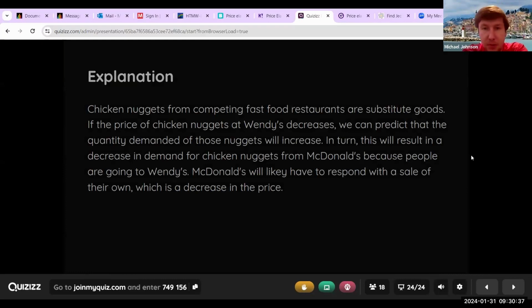Explanation: chicken nuggets from competing fast food restaurants are substitute goods. If the price of chicken nuggets at Wendy's decreases, we can predict that the quantity demanded of these nuggets would increase. In turn, this will result in a decrease in demand for chicken nuggets from McDonald's, because people are going to Wendy's. McDonald's will likely have to respond with sales.